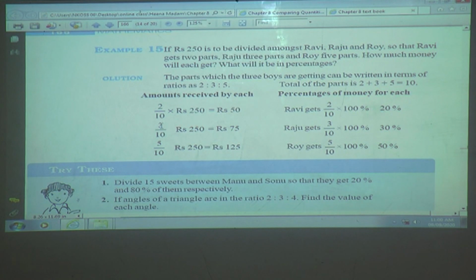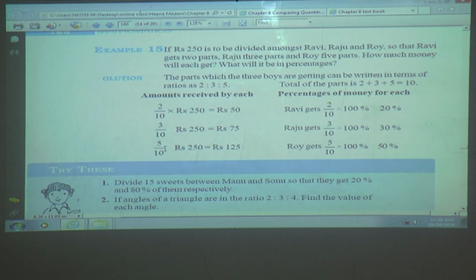Now we will see Raju, which is 3 upon 10. So 3 upon 10 multiplied by rupees 250. Raju is going to get 3 parts, and we know the total parts by adding is 10. Out of 10, Raju is getting only 3 parts. So 3 upon 10, written in fraction form, multiplied by 250 is equal to, after reduction, 25 threes is 75. So rupees 75.